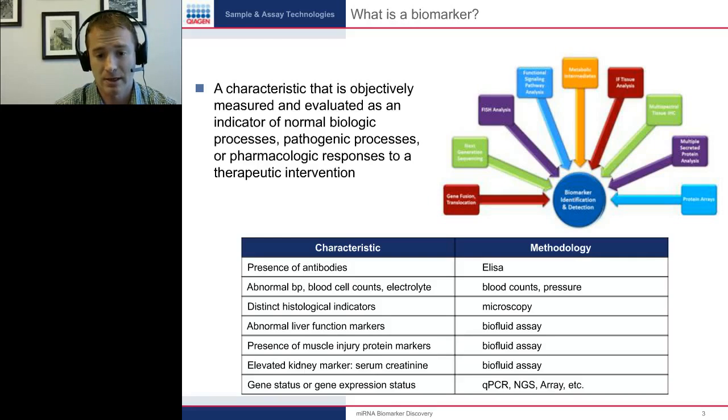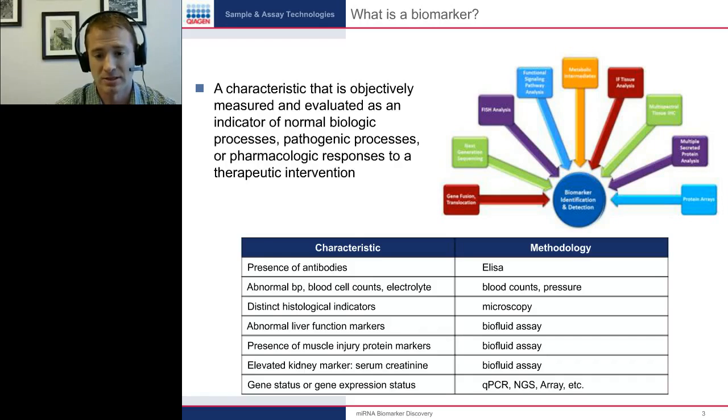And a biomarker can be a characteristic such as a presence of a circulating antibody, abnormal blood pressure, blood cell counts, or electrolytes. Also, it could be a distinct histological indicator through immunocytochemistry or microscopy, abnormal liver function markers. It could also be the presence of a muscle injury protein, say in response to a heart attack, elevated kidney markers, or the gene status or gene expression status. Gene status, you could have a somatic mutation in a tumor, or for a gene expression status, you could have overexpression of an oncogene.